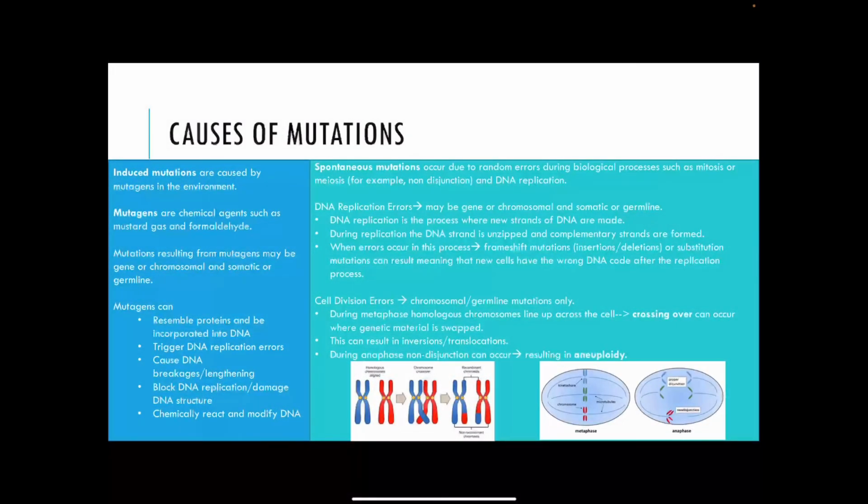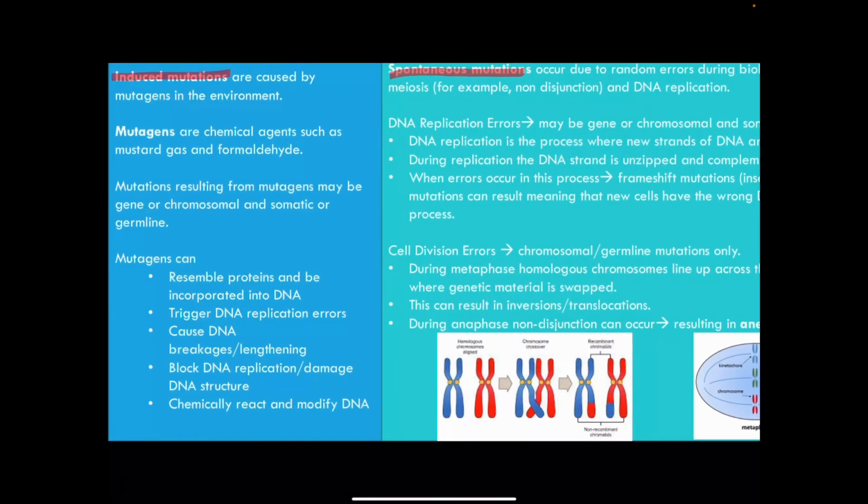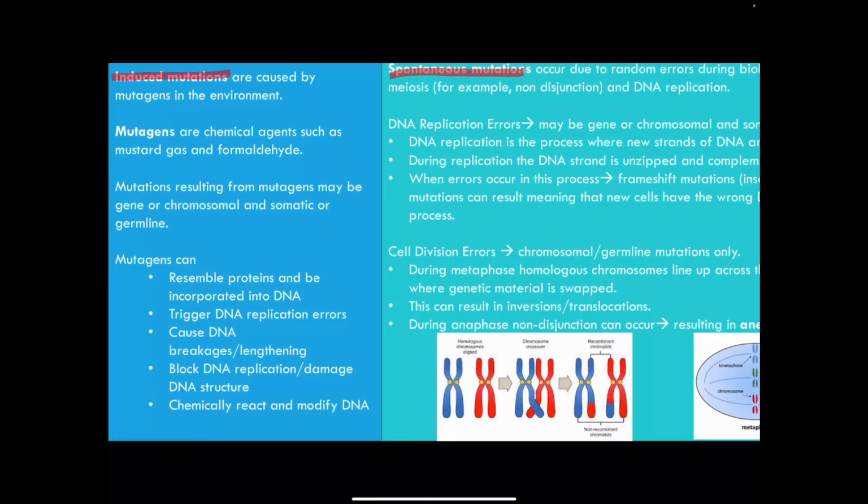All right, looking finally at how these mutations are caused. Remember that there are two different types of mutations in terms of how they're caused. We've got induced mutations and then spontaneous mutations. Looking first at our induced mutations, these are caused by mutagens in the environment. A mutagen being a chemical agent, so for example, mustard gas or formaldehyde.